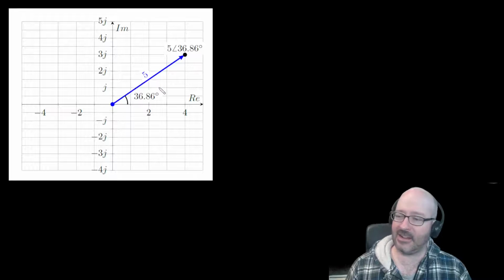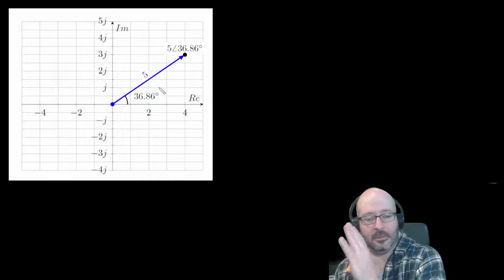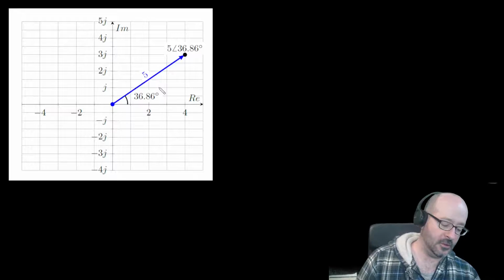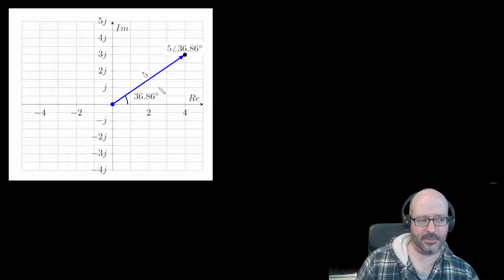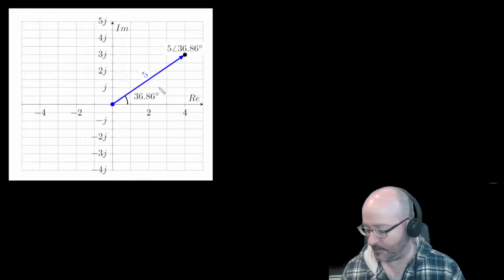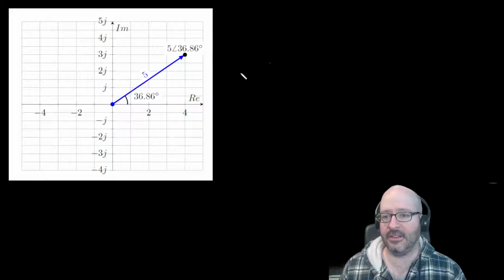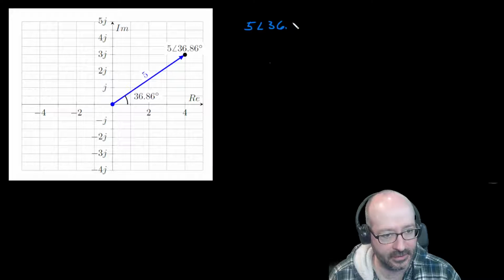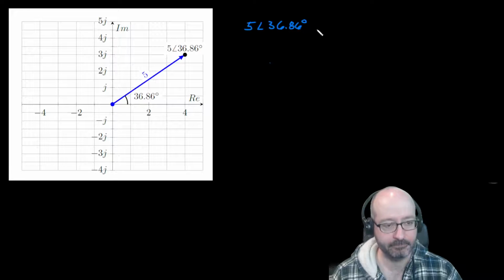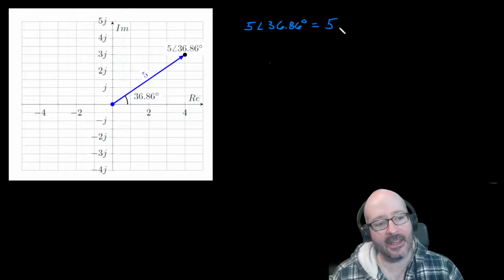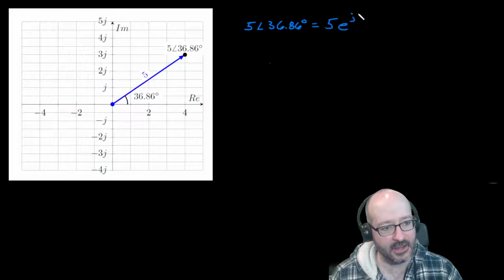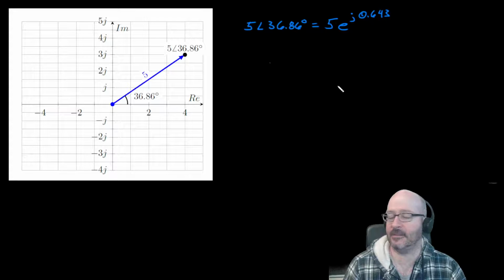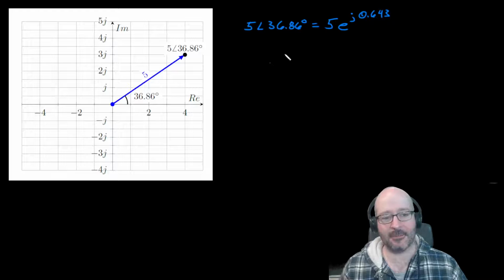I have it set up as polar, so I'm really starting by moving from polar to rectangular. And polar and exponential are so similar, right? We can think of this point as 5 at an angle of 36.86 degrees. And we could represent the same thing as 5e^(j0.643). That's the same angle, it's just in radians. They really have the same information.